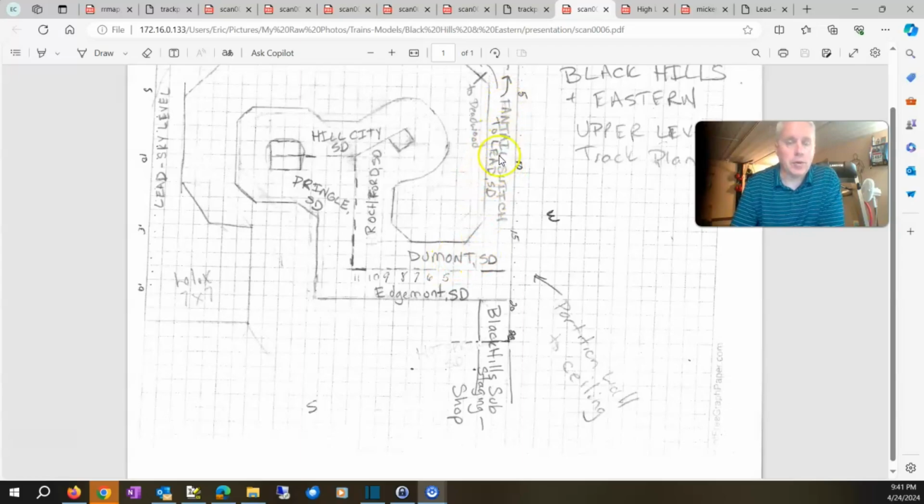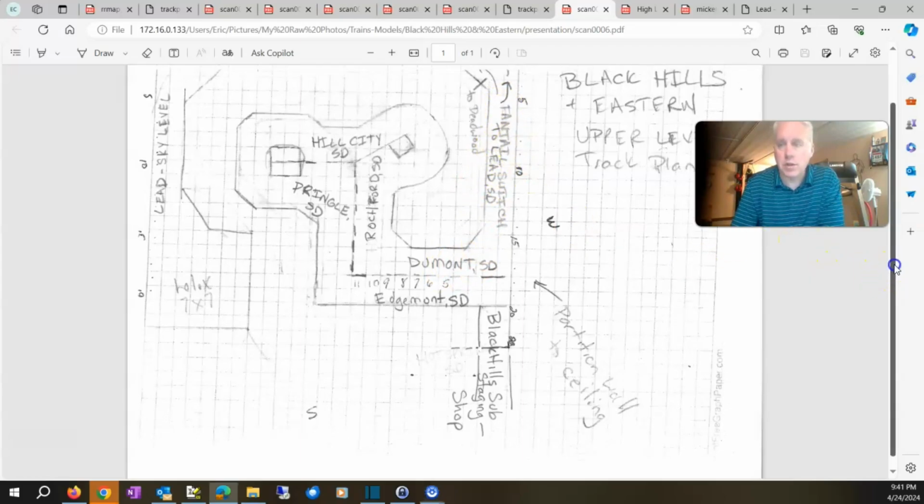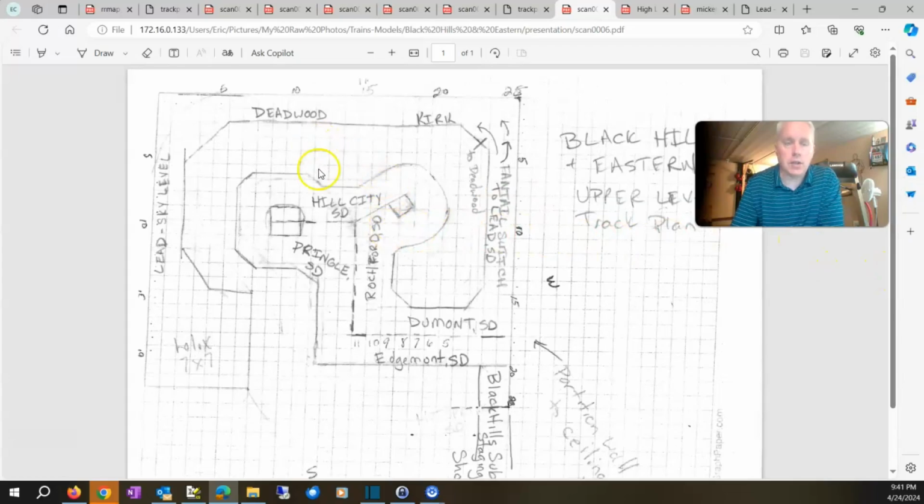And then at some point, we'll put in here the fantail switch and the access to Lead, South Dakota, and then, of course, downtown Deadwood itself, and then back to the Helix and down to the DM&E for interchange.